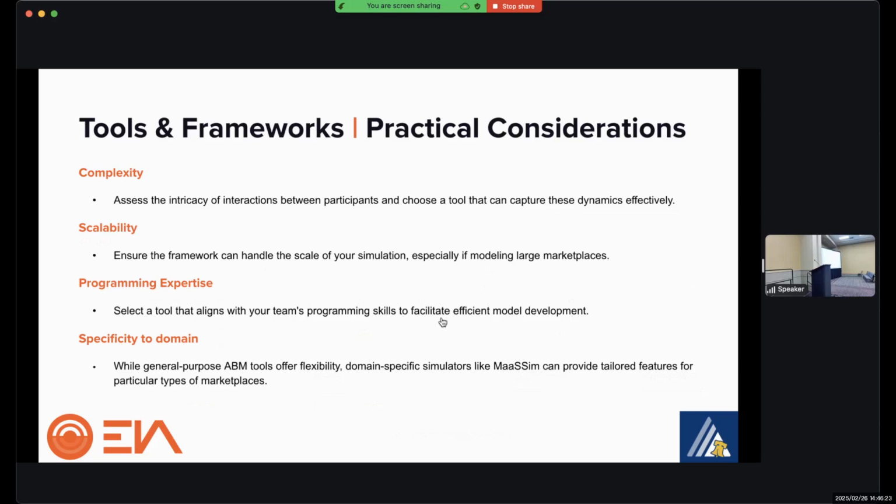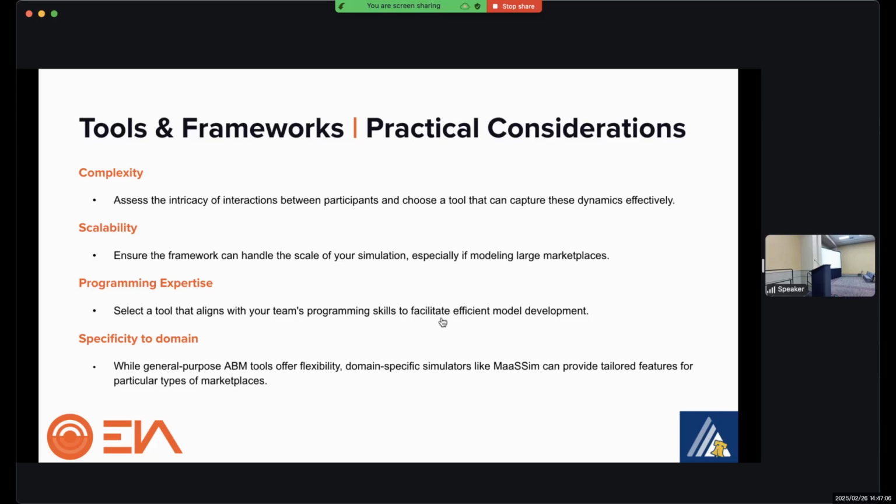There are a number of tools and frameworks for doing simulation for two-sided marketplaces, and there are a few practical considerations for choosing the appropriate one. So first of all, the complexity. We need to assess the intricacy of interactions between participants and choose a tool that can actually capture these dynamics effectively. Scalability, right? The tool has to ensure that it can handle the scale of our simulation, especially if we are modeling large marketplaces with a large number of agents involved.